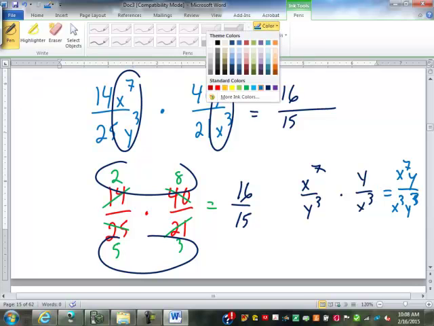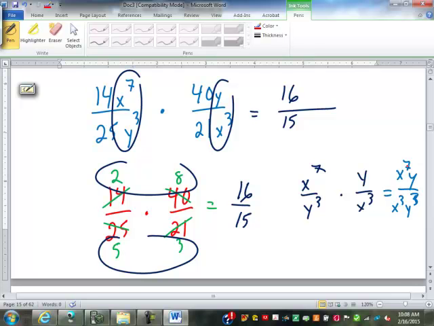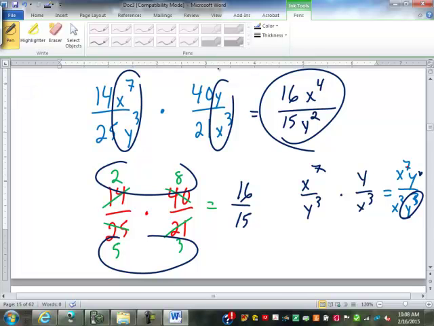And it's a matter of subtracting. The x is going to go on top because the 7 is the bigger power, and it will be to the 4th. 7 minus 3 is 4, so x to the 4th. Y is going to go on bottom, and it'll be 2, because 3 minus 1 is 2. We will deal with some of those more later.